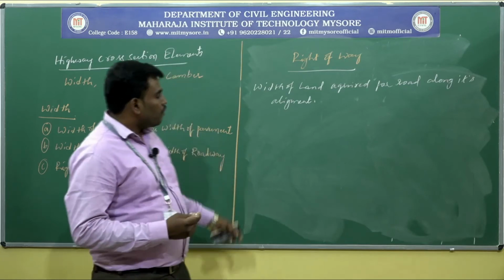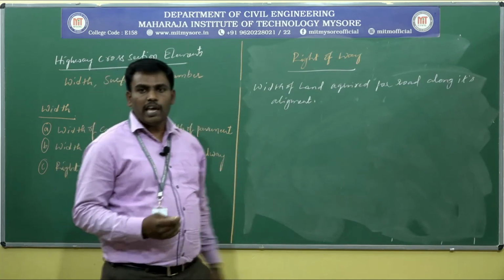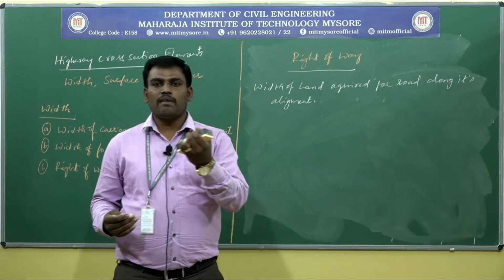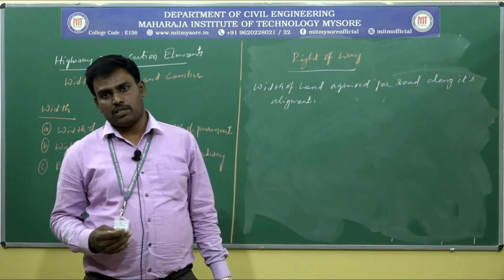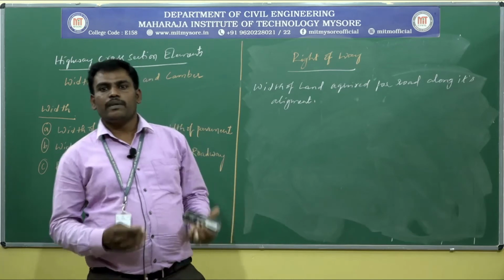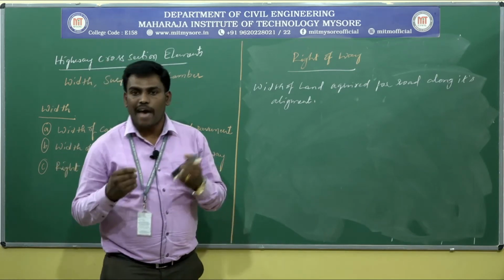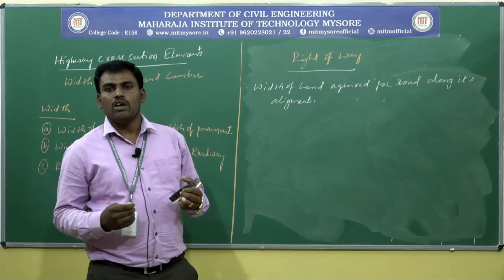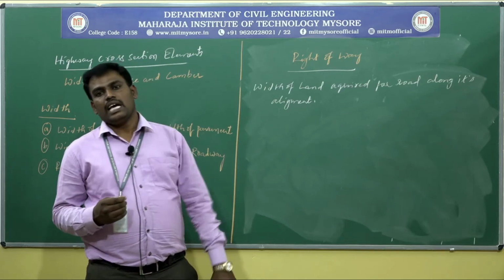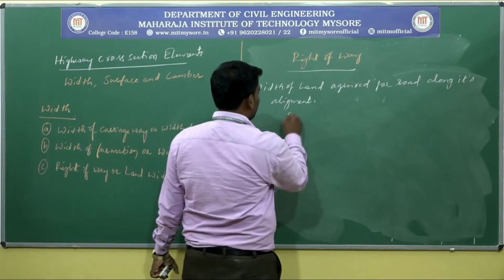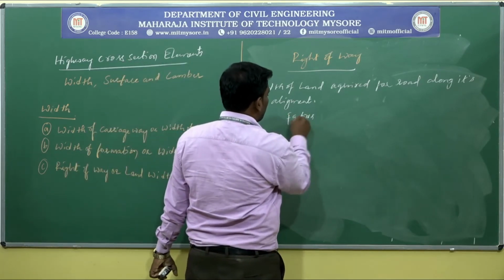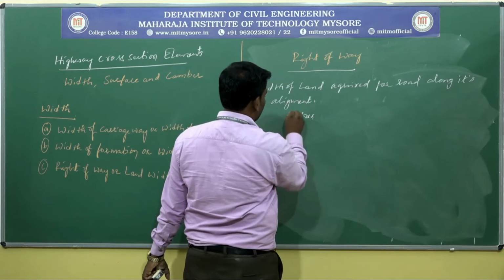Is it clear? This right of way will be controlled, or governed, by some factors. What are those factors? What are the factors which govern the right of way?